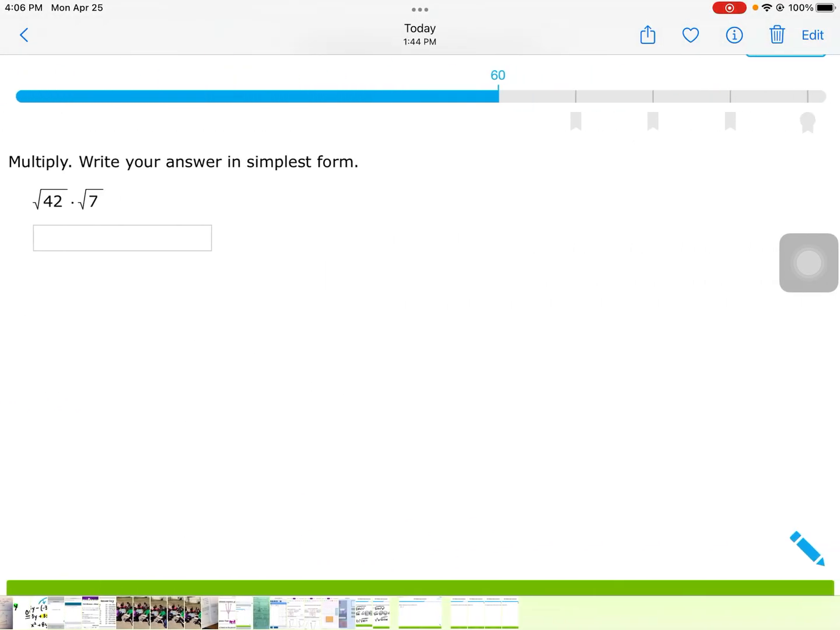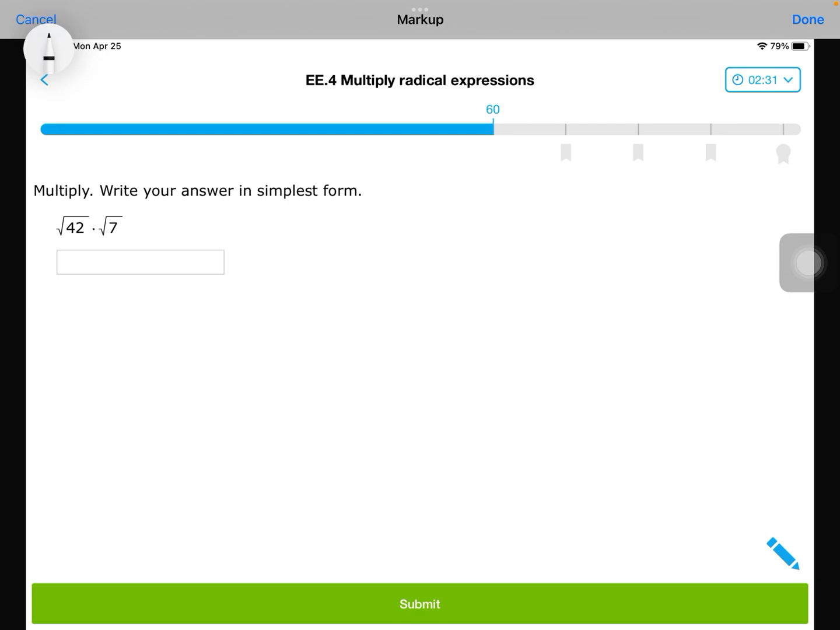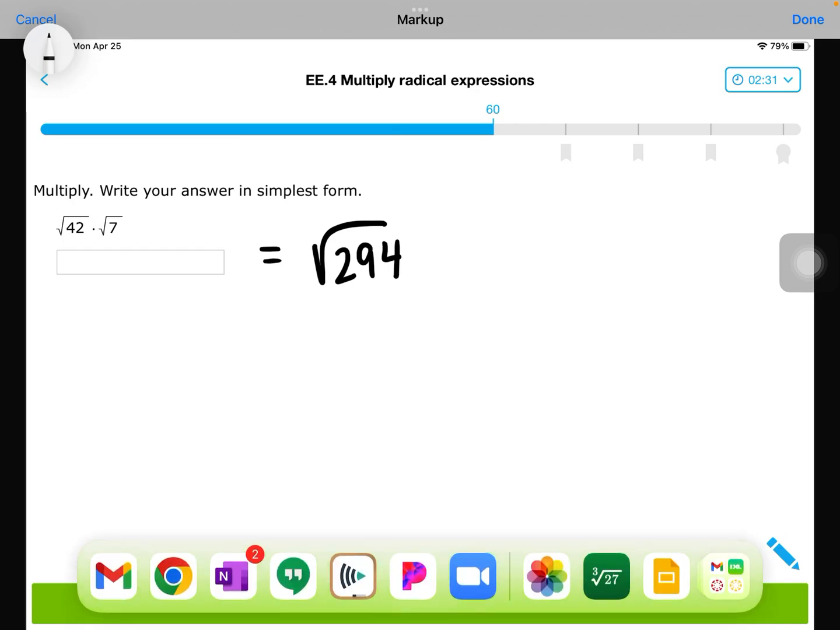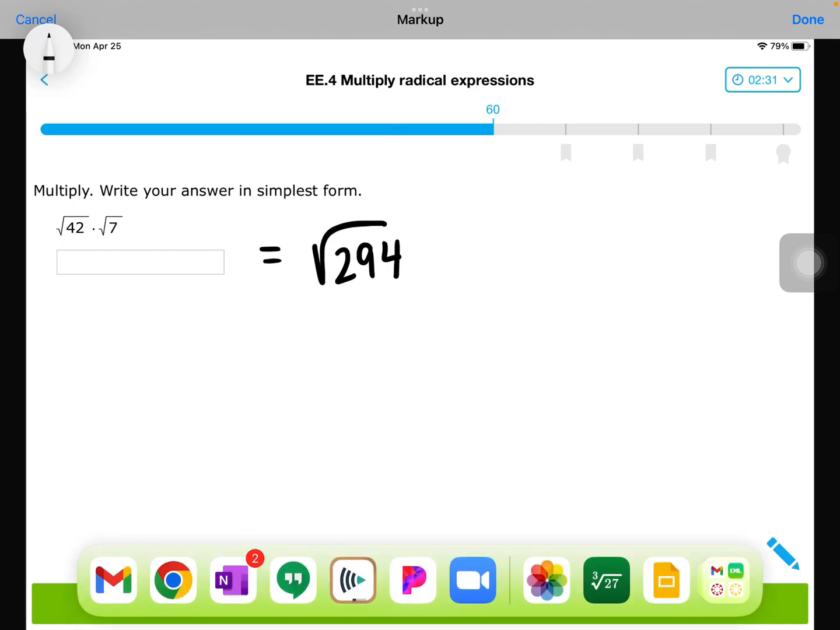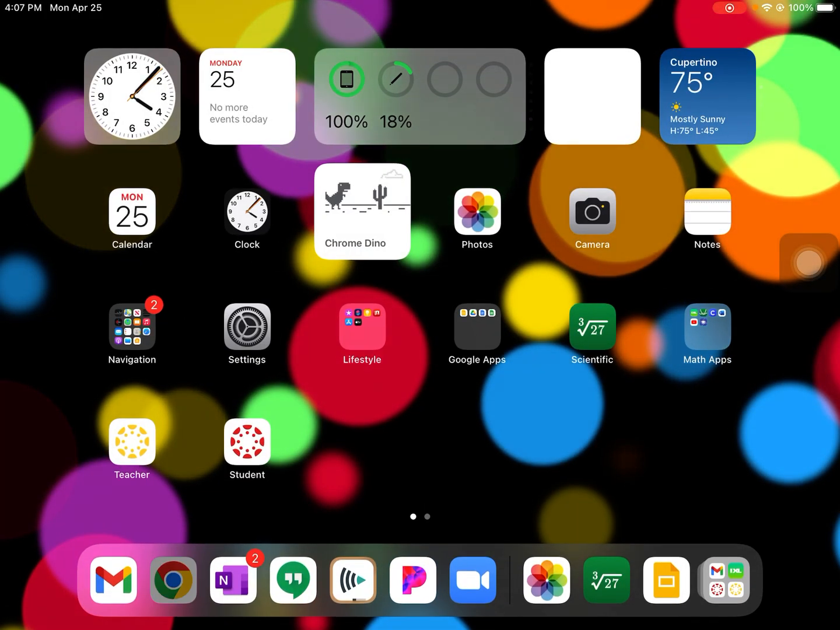This might not have been the easiest way to do this, but this is one without variables, and I still thought it was a good idea to show you how to do it. So 42 and 7: if you take 42 and multiply it by 7, it's 294. And once again, either sit there and practice your perfect squares or Google it. I'm not saying you can't do that.